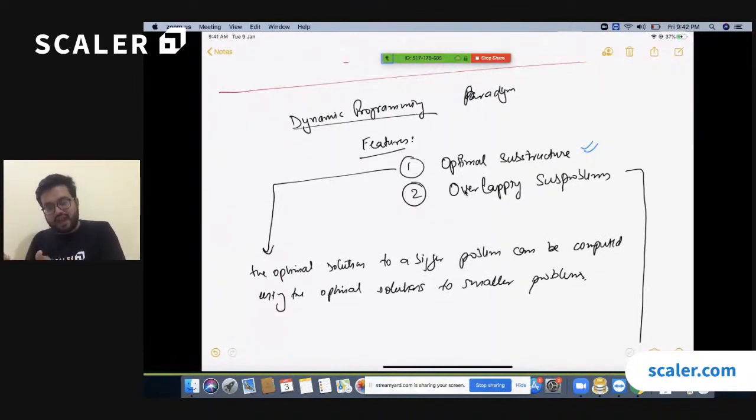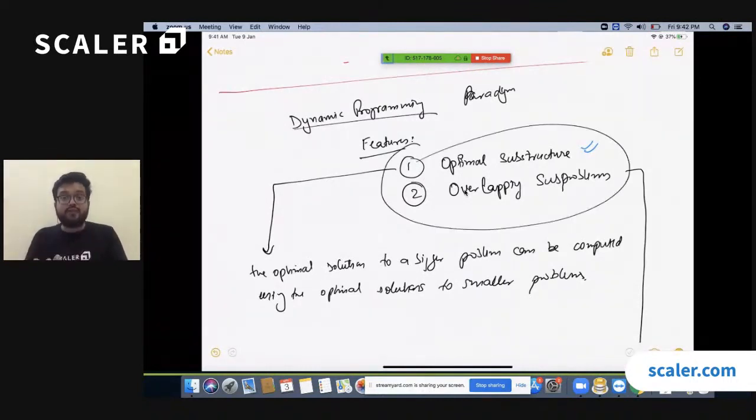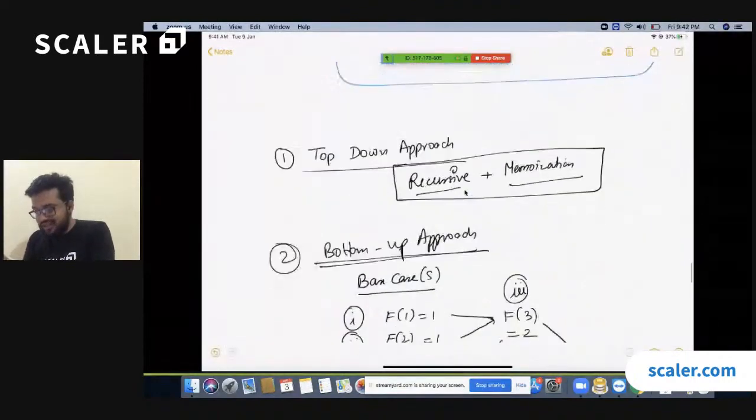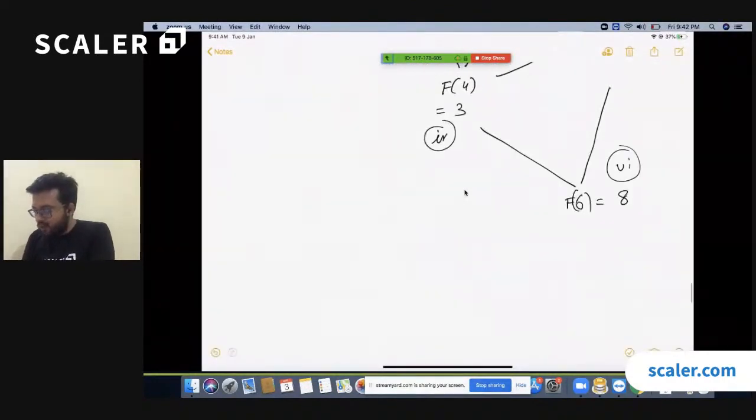The second feature that we have is overlapping subproblems. That is, when you divide a bigger problem into smaller problems, you see a lot of smaller problems overlapping, and you can optimize them by having memoization, that is storing the value somewhere, and the next time you see the same problem, just utilizing the value and not computing it again. So these are the two features that any problem should show if you have to solve that problem using dynamic programming. Cool.